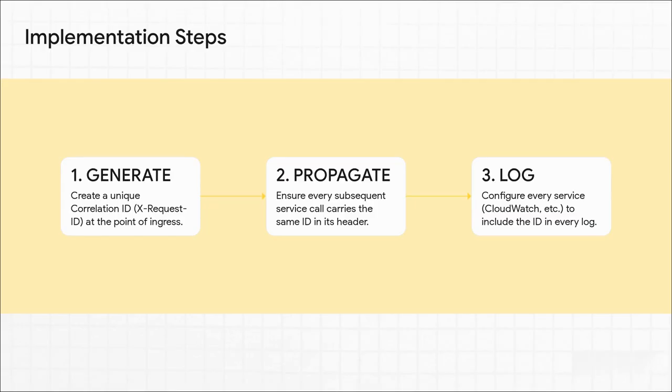Step 2, propagate. And listen, this one is non-negotiable. Every single downstream call has to carry that exact same ID in its header. I'm talking internal APIs, messages on a queue, you name it. And finally, step 3, log. You just configure every service everywhere to grab that ID from the header and stick it into every single log entry it creates. The secret sauce here? It's discipline. Every single part of your system has to play by the rules.